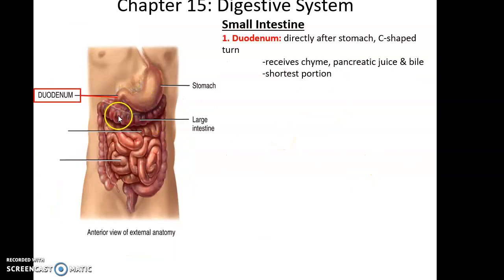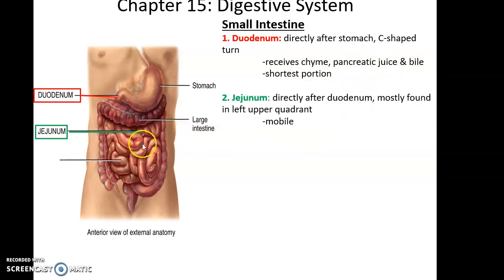The smallest portion of the small intestine is the duodenum. It comes directly after the stomach and forms a short C-shaped curve or turn. The duodenum receives the chyme from the stomach, the pancreatic juice, and the bile. Then in the upper left quadrant, we can find the jejunum. The jejunum comes directly after the duodenum and is relatively mobile. It wiggles around, as it were.